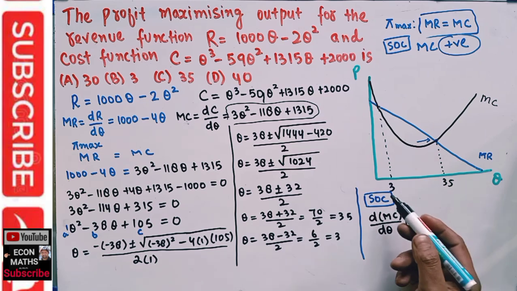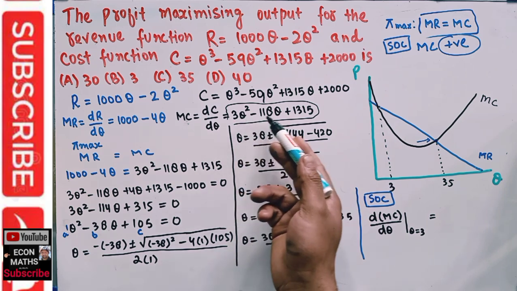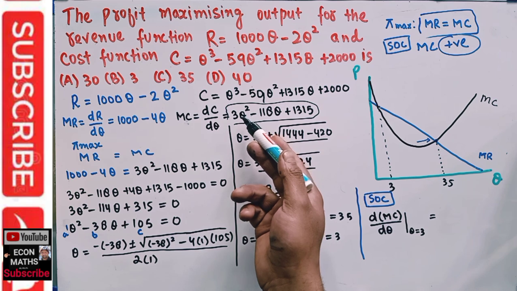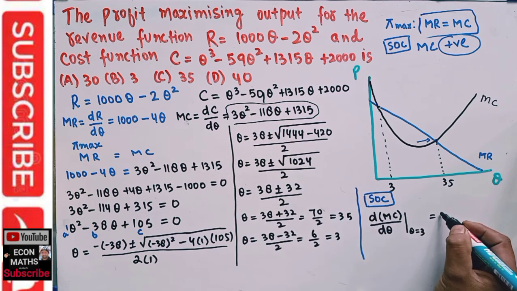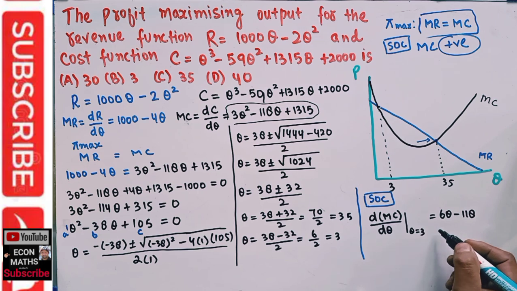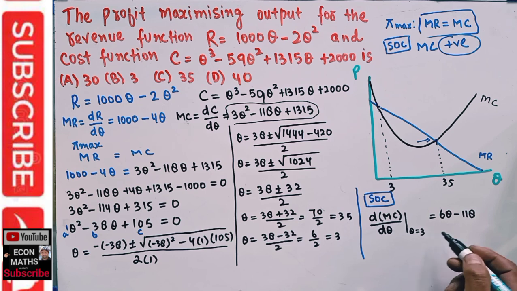Let's first evaluate it at q is equal to 3. If I take the derivative of this marginal cost function, the derivative of q square is 2q, so this gives 6q. Then minus the derivative of q, which is 1, so we are left with 118, and the derivative of a constant is obviously 0. Now let's evaluate it at q is equal to 3. That implies 6 into 3 minus 118.